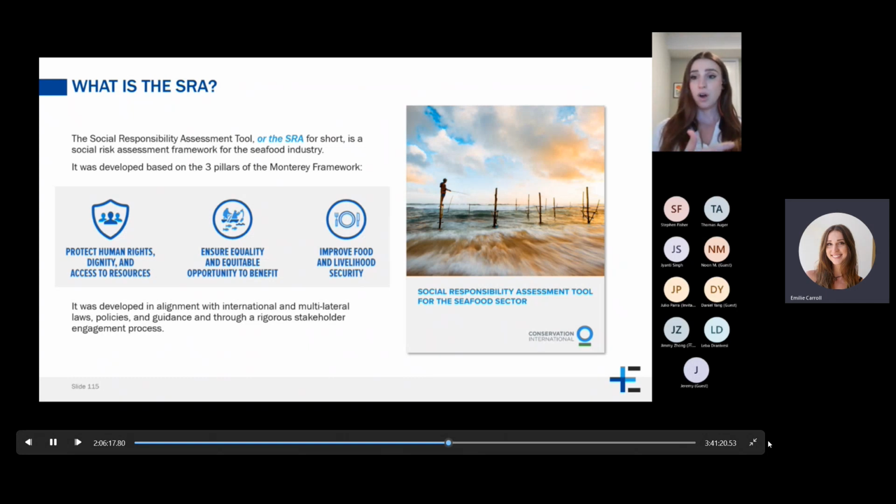And then in addition to all of those normative documents that went into the development of the framework, it also went through a rigorous stakeholder engagement process. So a number of human rights organizations were consulted in the development of this tool. A number of different NGOs in the space were consulted as well. So there was a lot of input that went into what you see today as the SRA.